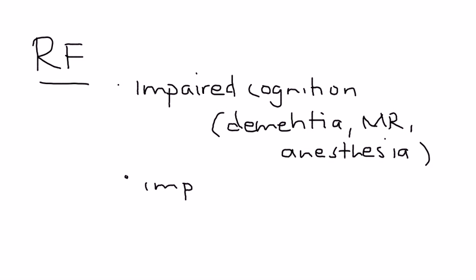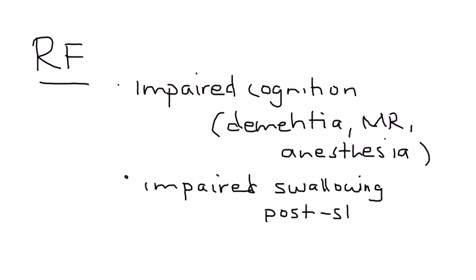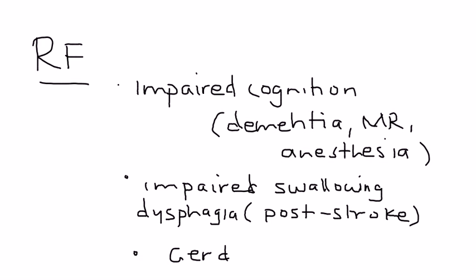Another risk factor is any patient that has any condition of impaired swallowing, such as dysphagia, which is commonly seen after a stroke. That can lead to aspiration pneumonia. Another risk factor is chronic GERD or chronic vomiting. A person can aspirate the gastric contents.